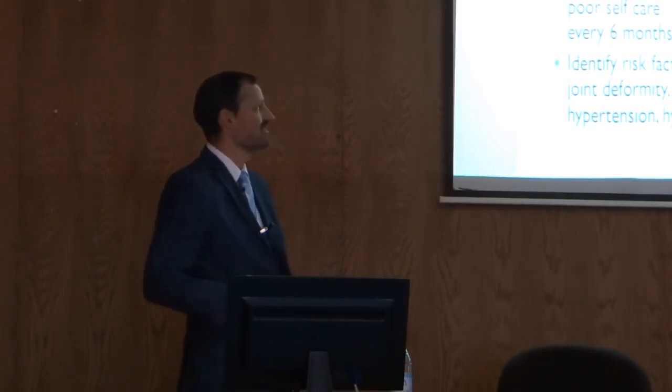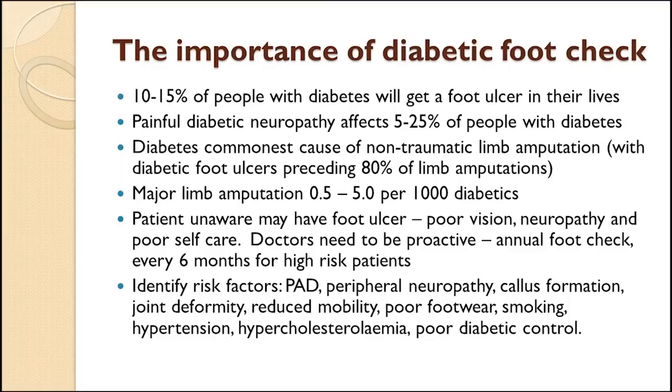The commonest cause of amputation that's not due to trauma is diabetes. And 80% of these people who go on to have an amputation in a diabetic foot had a foot ulcer before it happened.